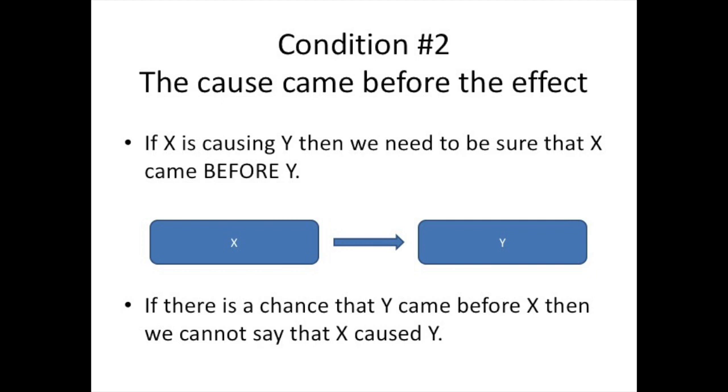The statistical relationship is just the first condition of nomothetic causality. There's two more. But once we've established the first one, that there is a relationship, we move to the second one. The second condition says that we need to establish that the cause came before the effect. In other words, if X is causing Y, then we need to make sure that X came before Y. If there is a chance that Y came before X, then we cannot say that X caused Y.